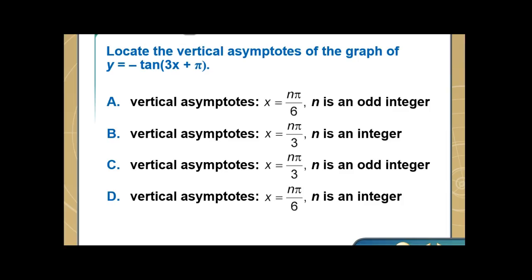So now it's your turn. See if you can figure out what the asymptotes of tangent of, or negative tangent of 3x plus pi would be.